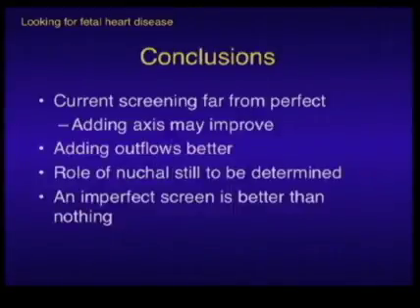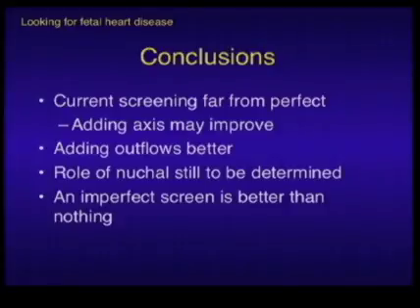So we've got a screening technique. It's not perfect. In fact, it's far from perfect, and certainly people should be thinking about adding the axis. That's been out there for long enough that it should be part of our everyday thought. You don't need to go buy a protractor. You can look at it and get a sense of what the axis is like. I think everybody should be trying to add the outflow views because it makes sense that the more we look at, the more we're able to see.